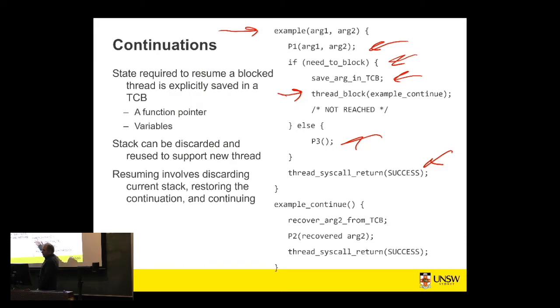Example continue gets called by the machinery that implements thread block, and example continue grabs the state that we saved that's required to continue, invokes P2 like it would have in the previous model, and then again calls syscall return success, which arranges for us to return back to the original process that triggered the system call in the first place. So any queries at this point?